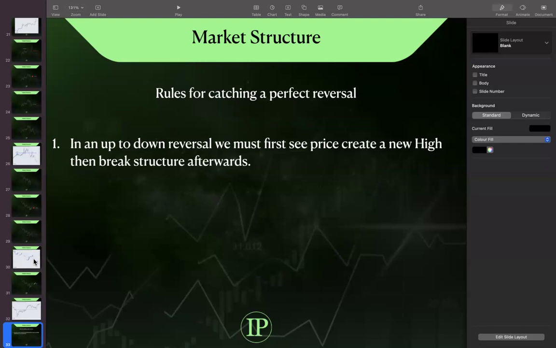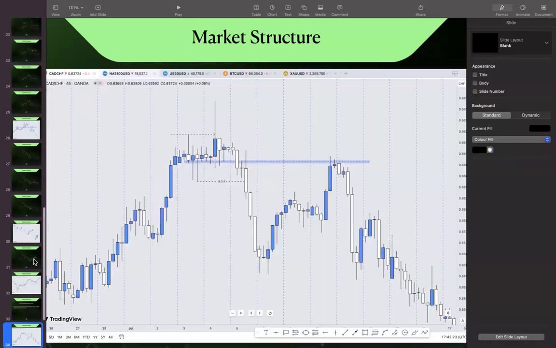Now, here's what we're going to do. We need a set of rules when it comes to catching the perfect reversal, identifying the structure and all of that stuff. So in an up to down reversal, that's a bullish to bearish reversal, we must first see price create a new high, then break structure afterwards. What do I mean by that? Let's have a look at an example.